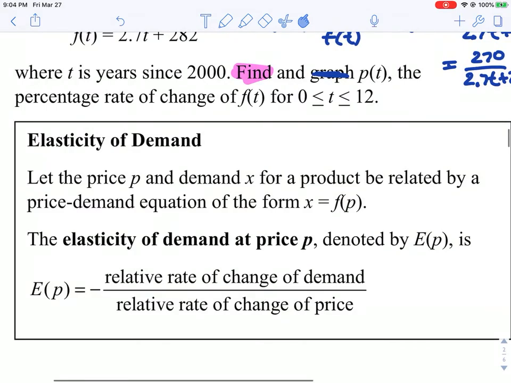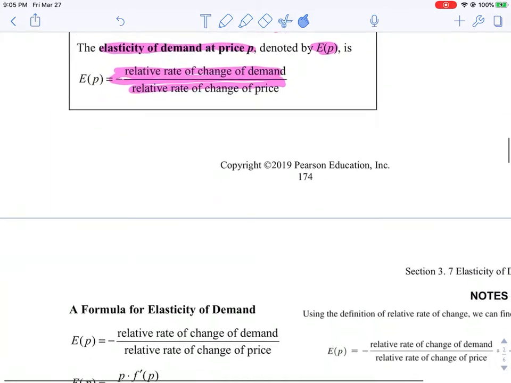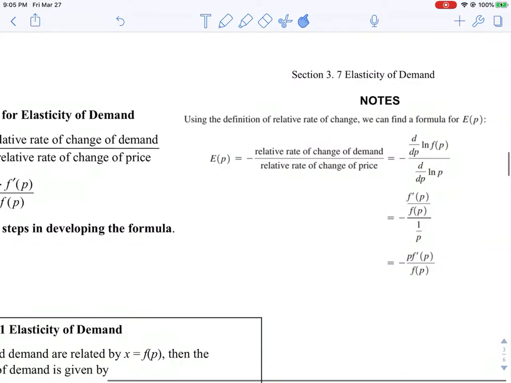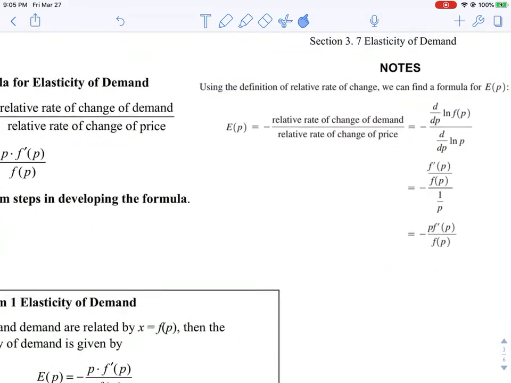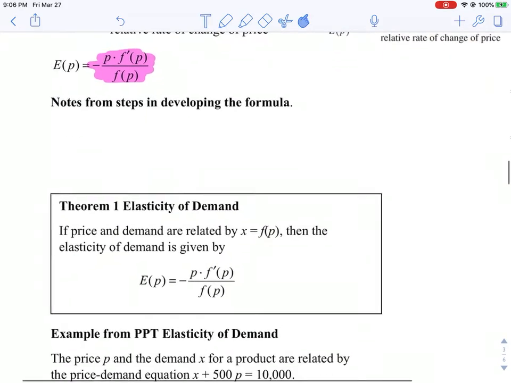So now we can look at elasticity of demand. If we let the price equal p and the demand x, it's related by the price demand equation in the form of x equals f of p. And then the elasticity of demand at price p, denoted by E of p, is the relative rate of change of demand over the relative rate of change of price. I brought into my file from the textbook how that's derived. When you derive it, you get it equal to p times f prime of p, the derivative of the function f of p, all over f of p, and it's negated.